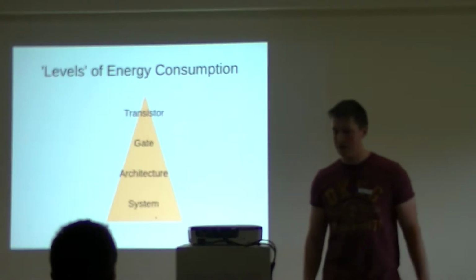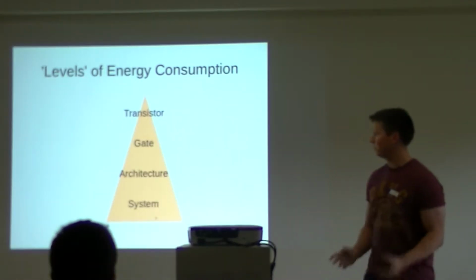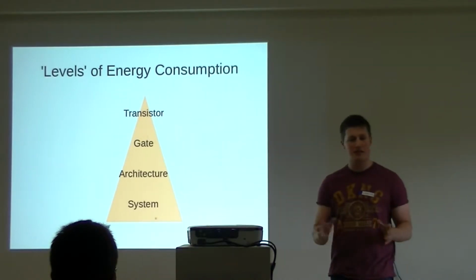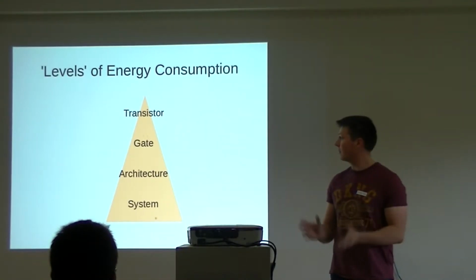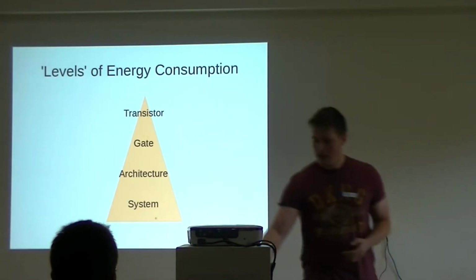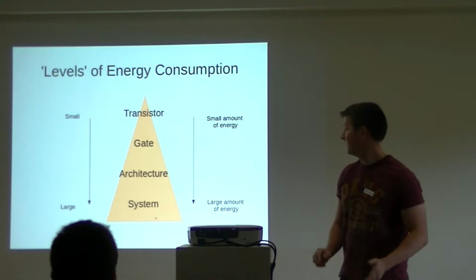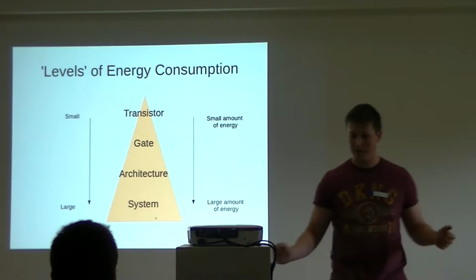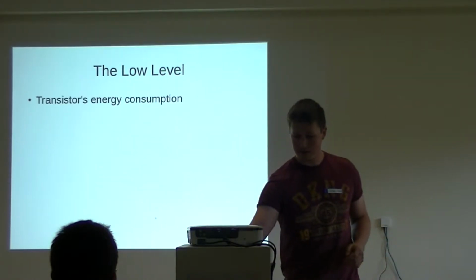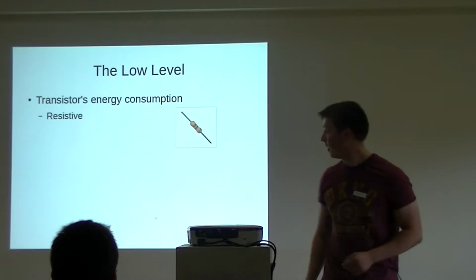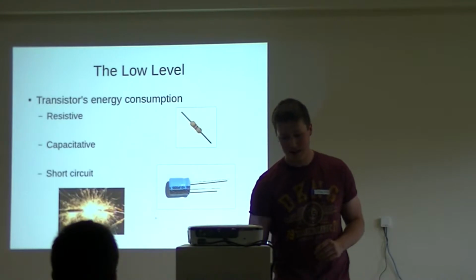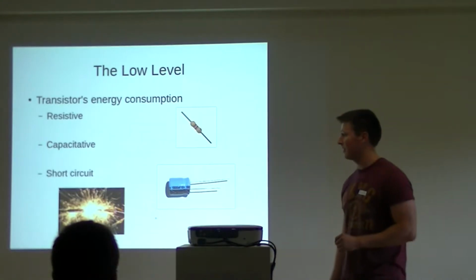So the levels of energy consumption. At the most basic level, we've got a small transistor. A small transistor will take a certain amount of power and take a certain amount of energy to switch. So building on these, I'll go through that a bit, and then I'm going to build up to gates, architecture, and the system. Each of these levels take more energy, more power, and they each get bigger, forming more complex systems. So at the very lowest level, a transistor's energy consumption comes partially from its resistor component, partially from its capacitive component, and partially because occasionally it short circuits.